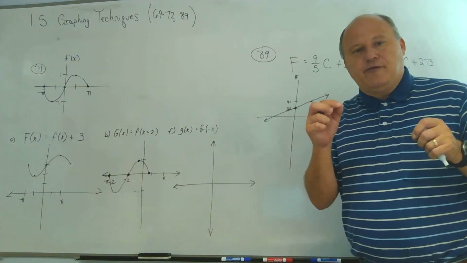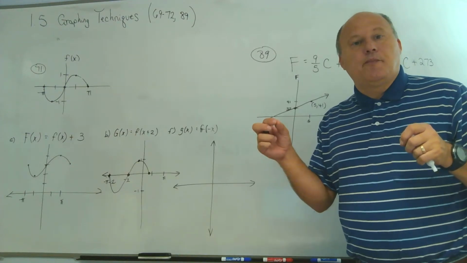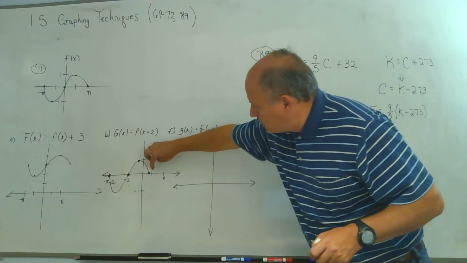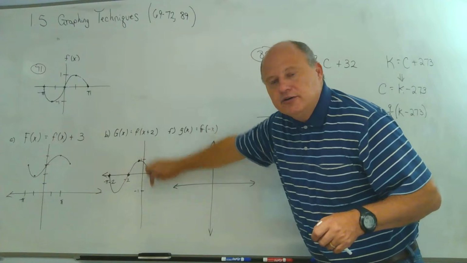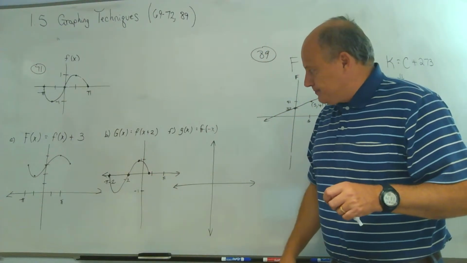It's 3.14 minus 2, which is 1.14. So that number right there is 1.14. So that's the approximate location of that point.